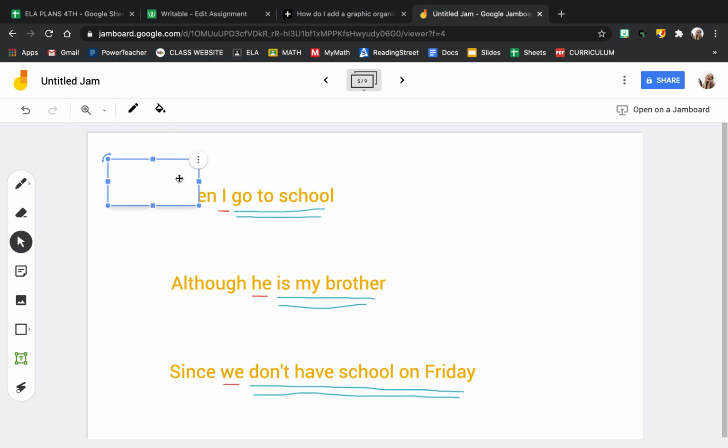What about if I take off when? I go to school. That's a complete thought. That's an independent clause. But when I have this word here, when I go to school, that's not a complete thought. So that's dependent. And here, if I took off since, we don't have school on Friday. That's just a declarative sentence, right? But when we have since at the front, it's now dependent because it needs more information. It's not a complete thought.